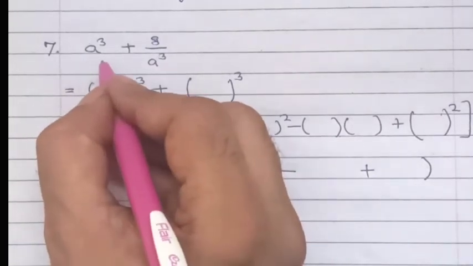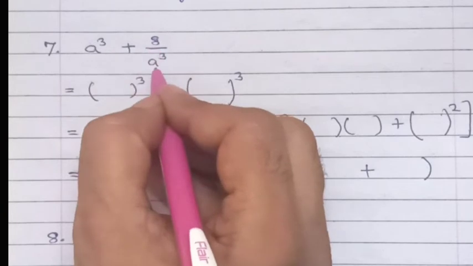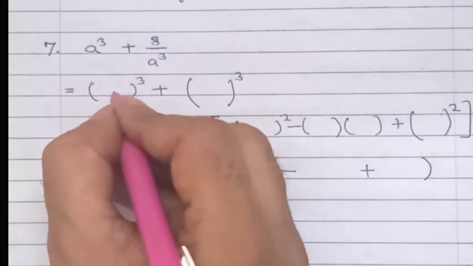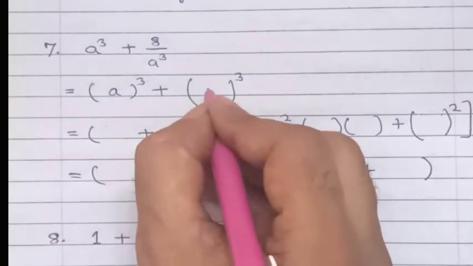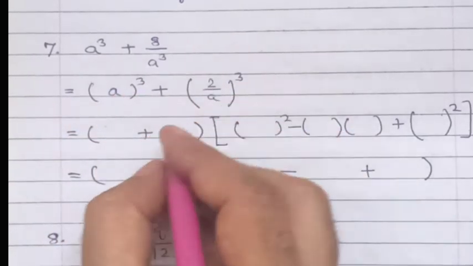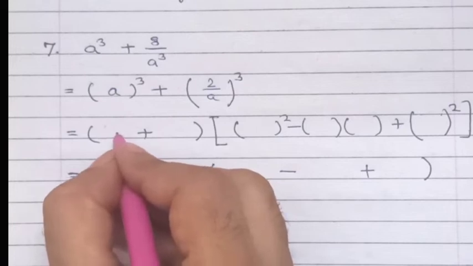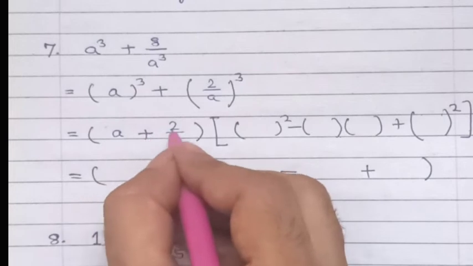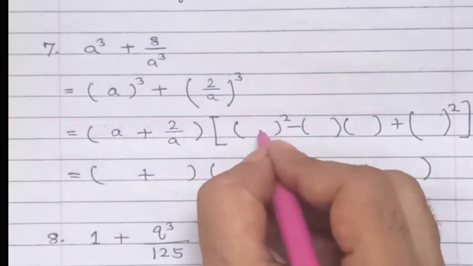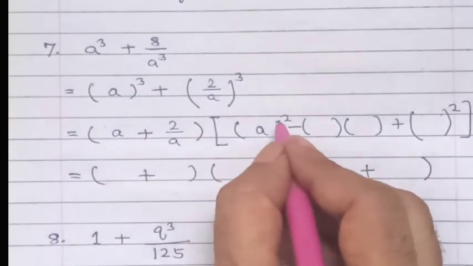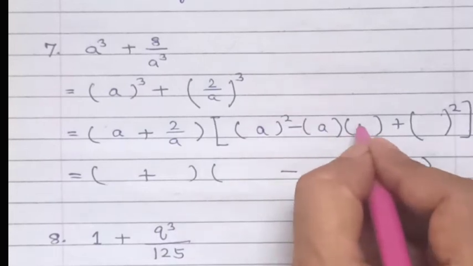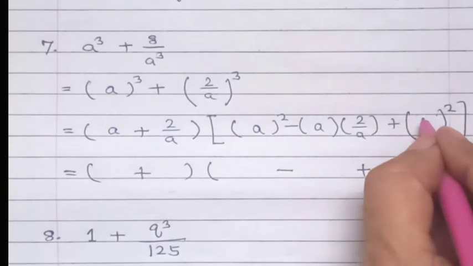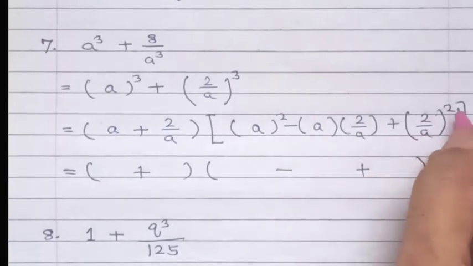Seventh, a cube plus 8 upon a cube. So here once again it will be a the whole cube and 2 upon a the whole cube. Then use the formula. First term is a and second is 2 upon a. So a plus 2 upon a. Then a the whole square, first term the whole square, minus first into second, which is 2 upon a. Then plus 2 upon a the whole square.